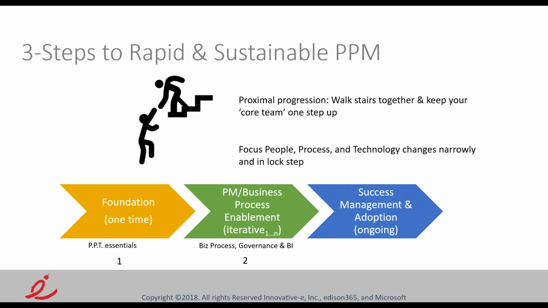And this is where you start to dig in and get what business processes you're going to automate. We'll talk more about that. What kind of governance structure you're going to have, what kind of business intelligence and reporting. So those pieces. And then the success management and adoption. This is sustainment, support, and growth. So these are the three key steps to building a rapid and sustainable project and portfolio information system.